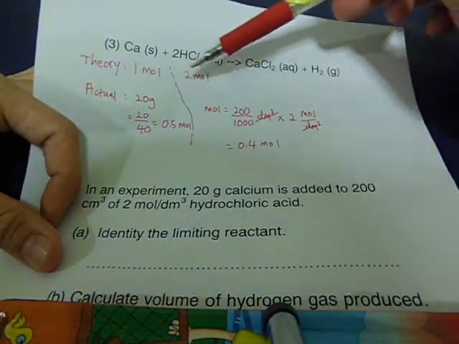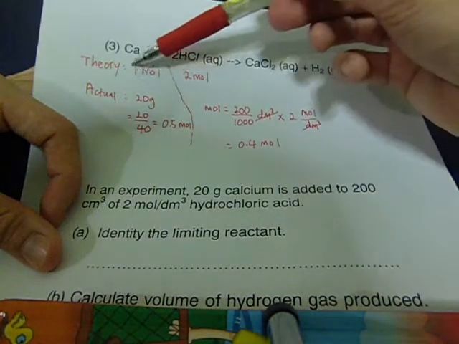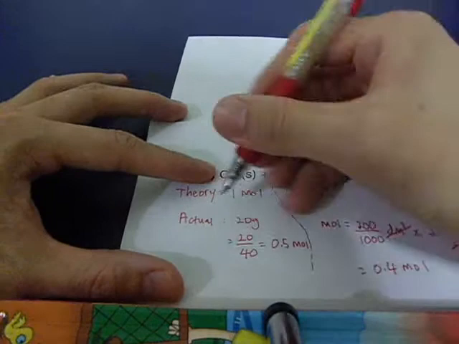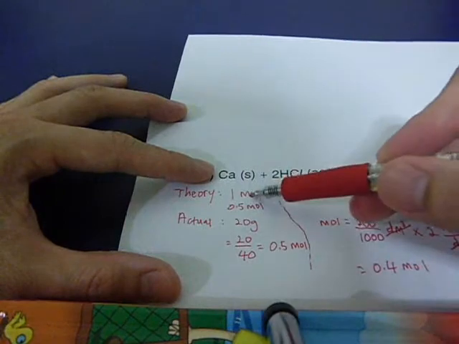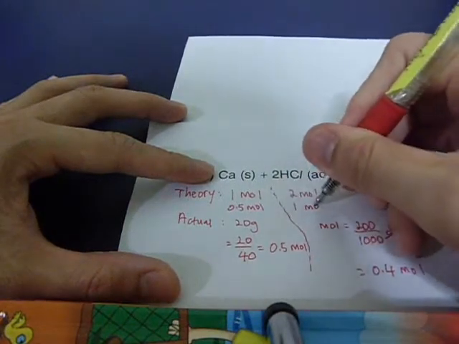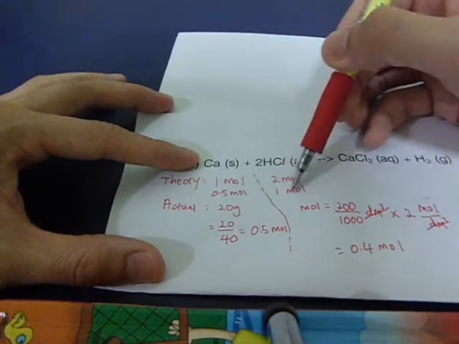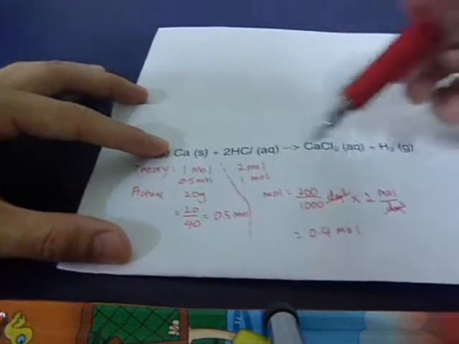So you have 1 mole to 2 mole, 0.5, 0.4. Again, the basis of comparison must be the same. So we can change this 1 mole to 0.5. If every 1 mole of calcium, you need 2 mole of HCl. What if the calcium I only have 0.5 mole? Then how much of HCl will I need? That will be half, right? 1 mole. If I have 0.5 mole of calcium, in theory, I would need 1 mole of HCl.